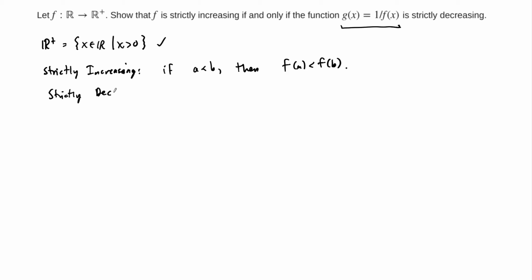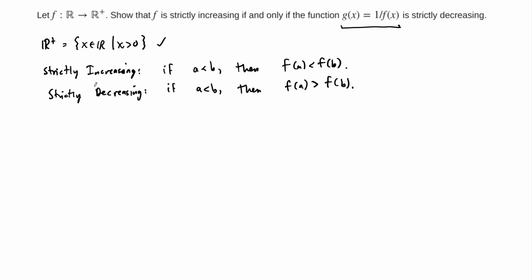You can probably guess what strictly decreasing will be, but let's write it down anyway. Strictly decreasing says that if a is less than b, then this time f of a is actually going to be larger than f of b. So there's where we get the decreasing. As the input gets larger, the output gets smaller. But again, it can't leave the codomain here, so it's never going to be 0.